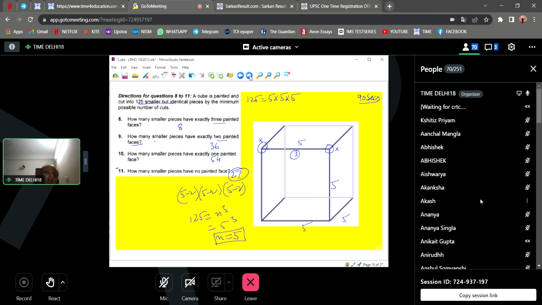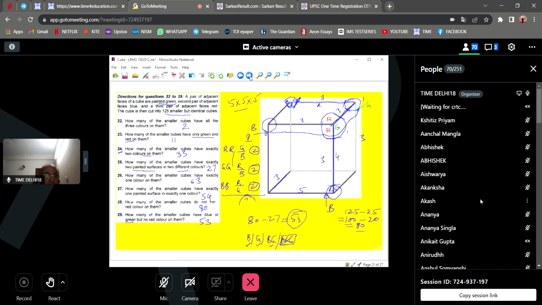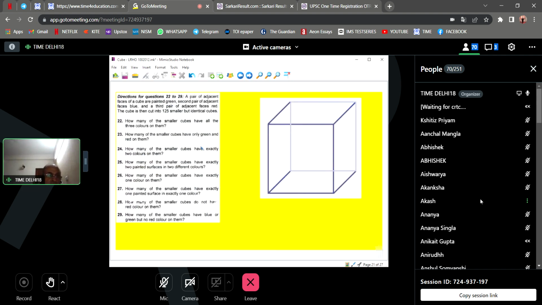Which set? Let's work on this set. Please try the set. I give you 5 minutes for working on this set, 22 to 29, and then we'll discuss after 5 minutes. Is that fine? Please try the set with questions from 22 to 29.